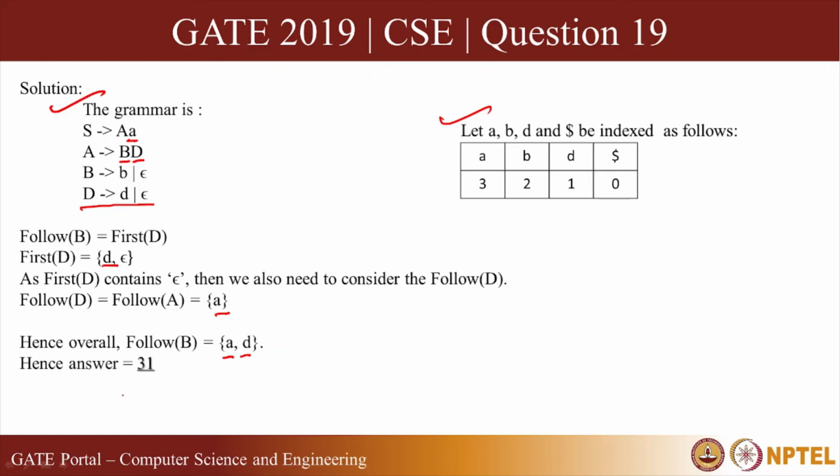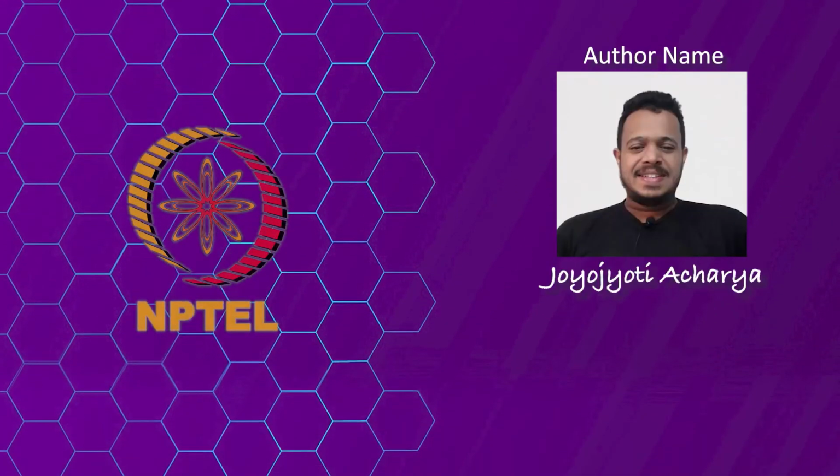So hence our answer will be 31. Why? Because 3 is representing small a, and 1 is representing small d, and they are asking for the answer in descending order, right? So 3 will come first and 1 will come second. So I hope that this question is clear.